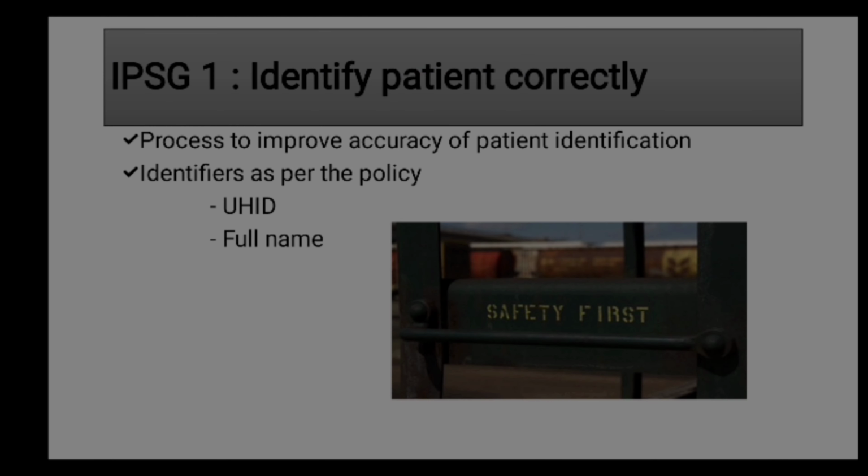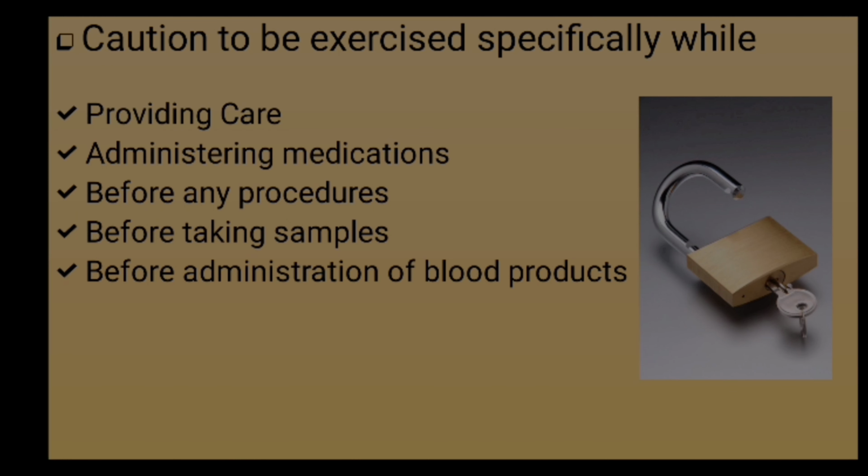So the first IPSG is identify patient correctly. It is the process to improve the accuracy of patient identification. So we will be using identifiers as per the policy. Mainly two identifiers are used: UHID, that is unique hospital identification number, and the full name of the patient.